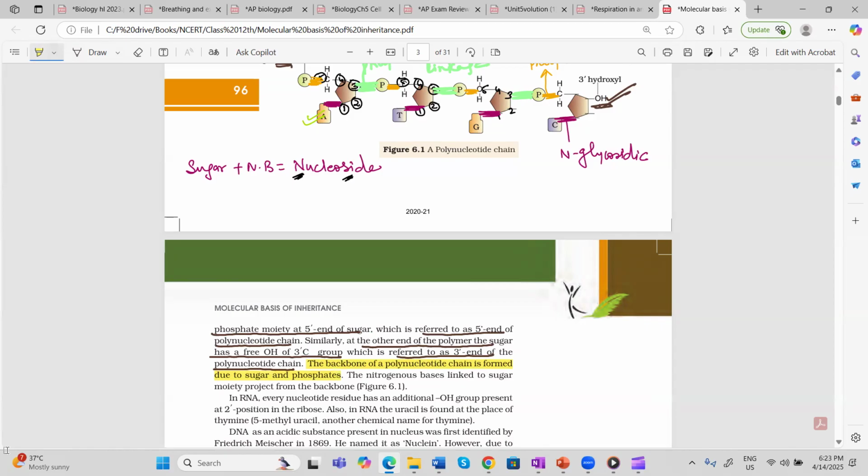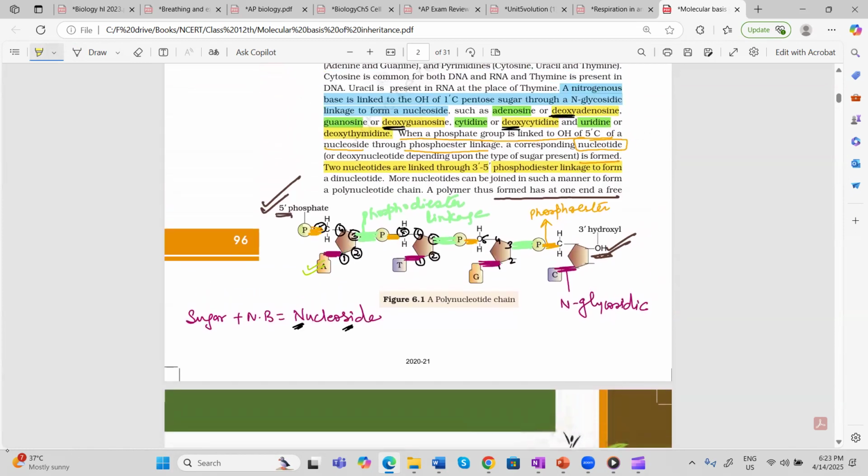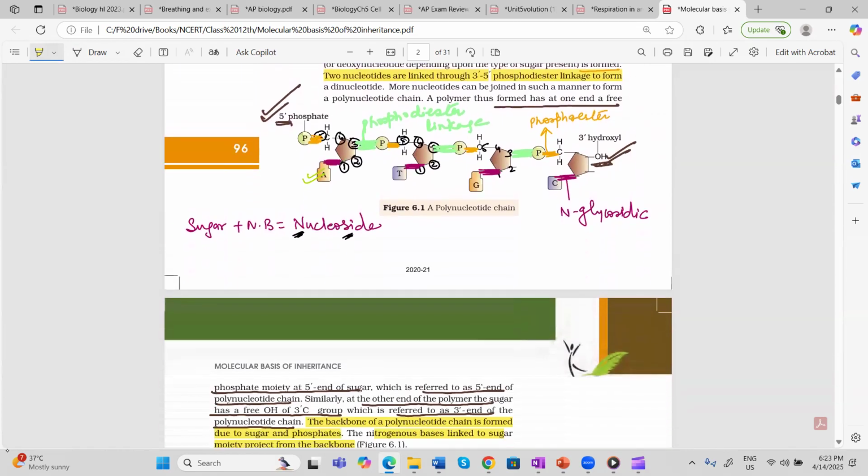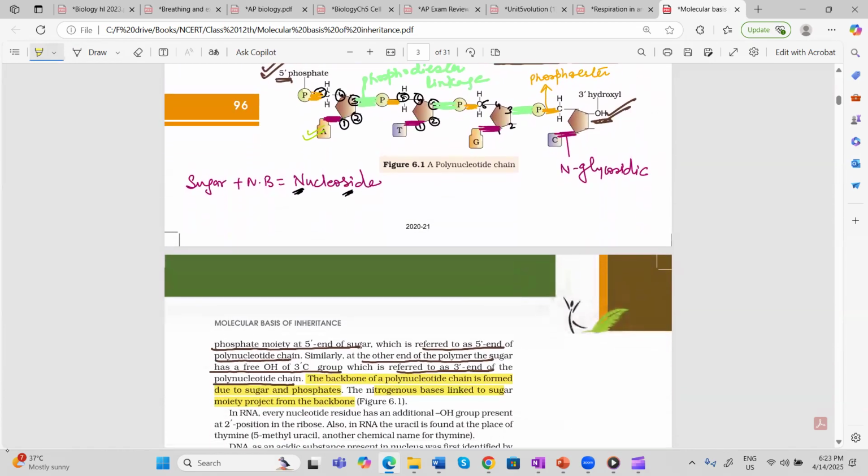Nitrogenous bases are not making the backbone. Please understand, who is making the backbone? Only sugar phosphate is making the backbone. Nitrogenous bases are attached to the sugar, away from the backbone. So just read this much. If you have any doubt, then ask, then I'll move further.